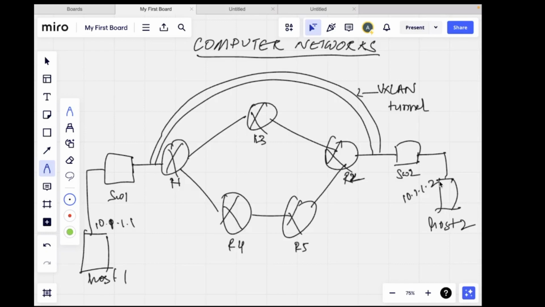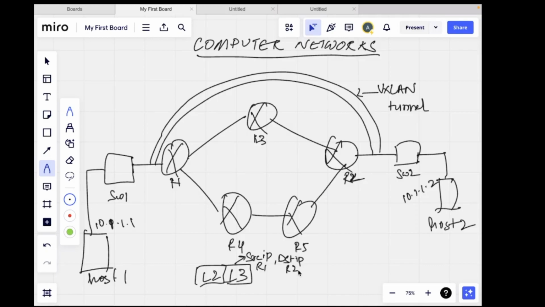Meaning, let's say if the packet has to go from R1 to R2, it has to do traditional routing. So I'll have a layer 2 header, and I have a layer 3 header. This layer 3 header will have the source IP and the dest IP. But what will the source IP be? Source IP will be R1, dest IP will be the IP of R2.